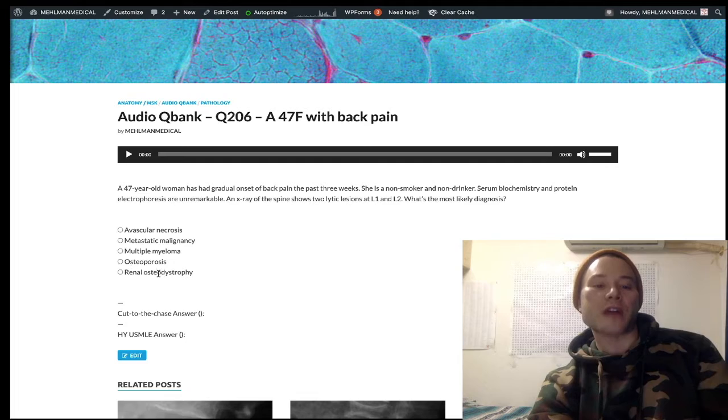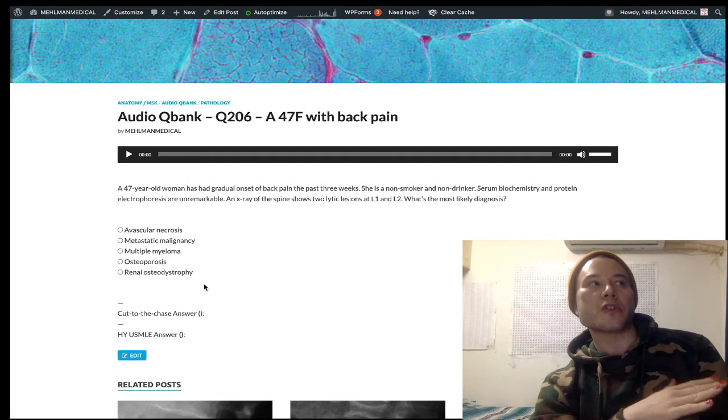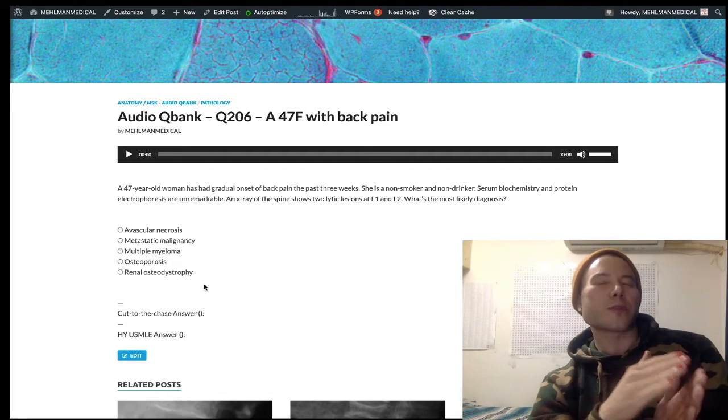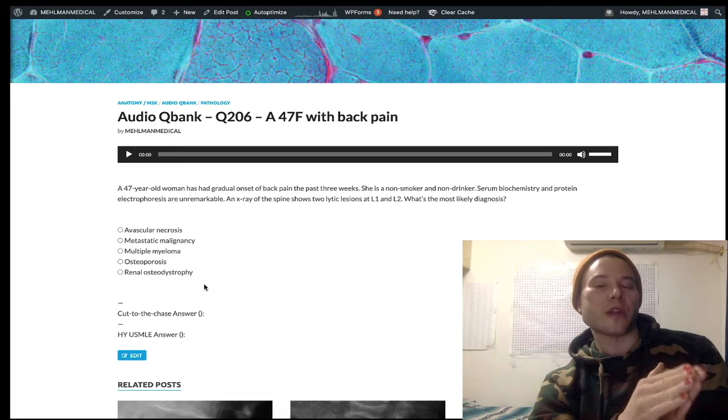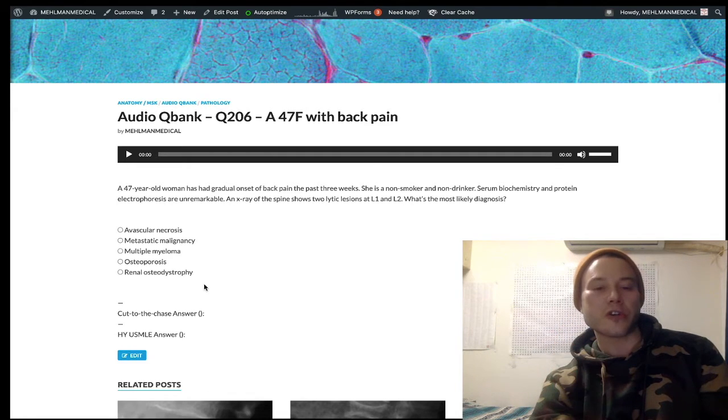They like pseudofractures as well. Pseudofractures is a term that is, maybe I shouldn't say specific, but it's pretty specific for osteomalacia. If you see that term pseudofracture, that refers to vitamin D deficiency osteomalacia. But there's no reason to assume it here. She's not on dialysis. They don't mention high BUN. They don't mention high creatinine. So it's not renal osteodystrophy.